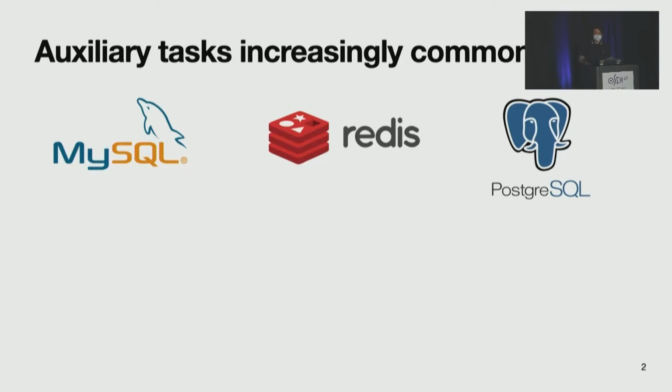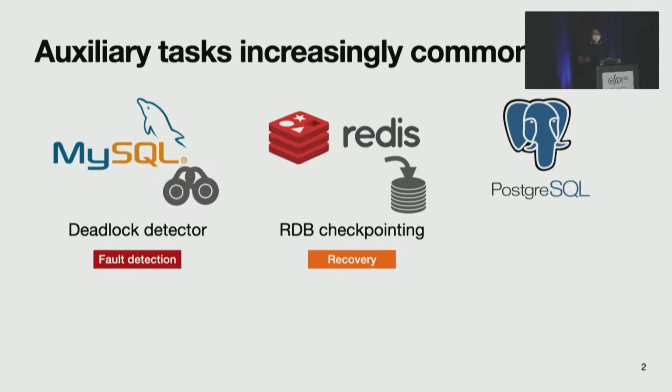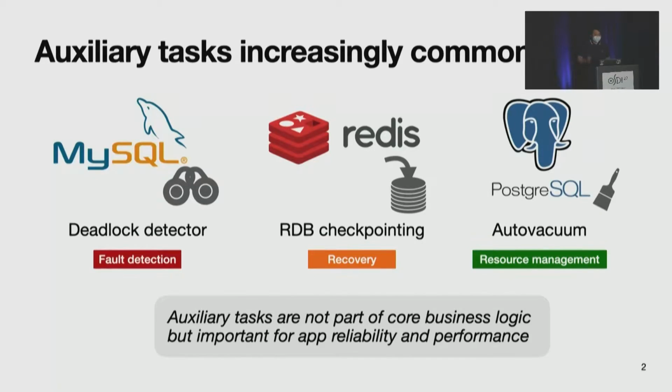It is increasingly common for modern applications to run auxiliary tasks. For example, MySQL runs a deadlock detection task. Redis runs an RDB checkpointing task to save the KV items. PostgreSQL has an auto vacuum feature to periodically remove dead rows. These tasks cover various categories such as fault detection, recovery, and resource management. Although the tasks are auxiliary, they are important for applications' reliability and performance in production.